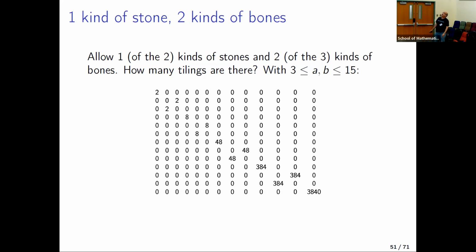So what if you allow 1 kind of stone and 2 kinds of bones? I'm not going to discuss cases where you have so few tiles you can't do it at all. So here's a picture of what you get. You'll notice there's a widening wedge from the origin, which is, oh, actually not in this case. In this case, the non-zero numbers are all clustered really closely to the diagonal. Anyone recognize those numbers? Double factorials, that's right.